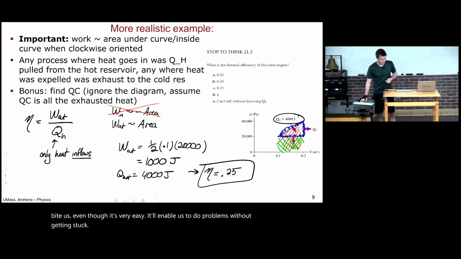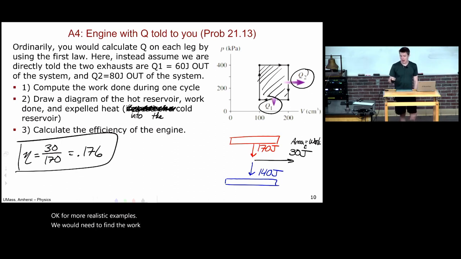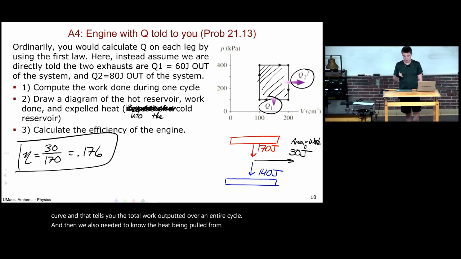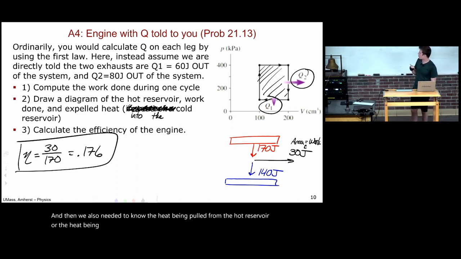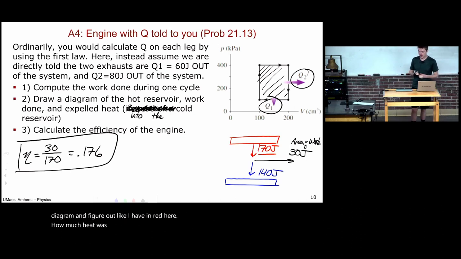For more realistic examples, we would need to find the work output by figuring out the area inside of the curve. And that tells you the total work outputted over an entire cycle. And then we also needed to know the heat being pulled from the hot reservoir or the heat being inputted to the cold reservoir. And then we could draw the diagram and figure out, like I have in red here, how much heat was being pulled from the hot reservoir.